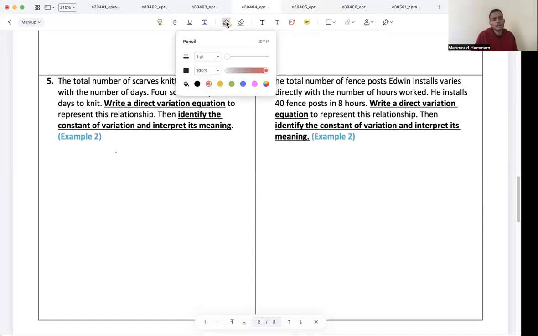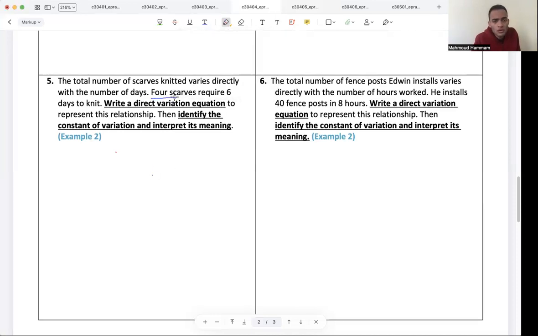Together, he is asking you: 4 scarves require how many days? 6 days. Very good. So whenever I get the slope or the rate of change, I can say 4 scarves over 6 days. He's saying varies directly. Varies directly means what? y equals mx. We don't have a b. In this question, we do not have a b, because he said varies directly. So there is no y-intercept in this question.